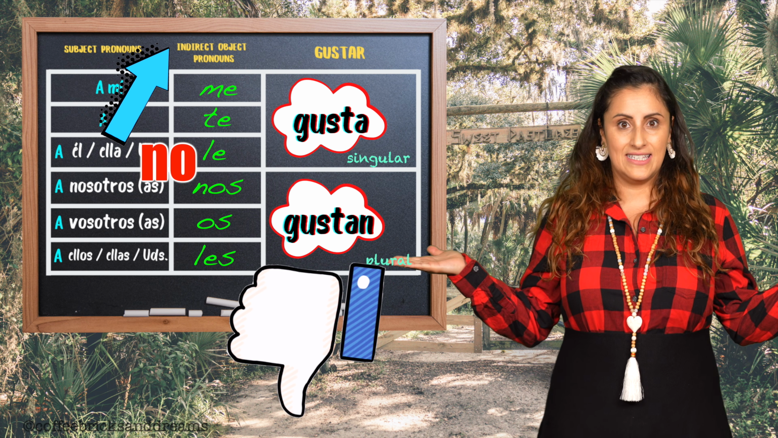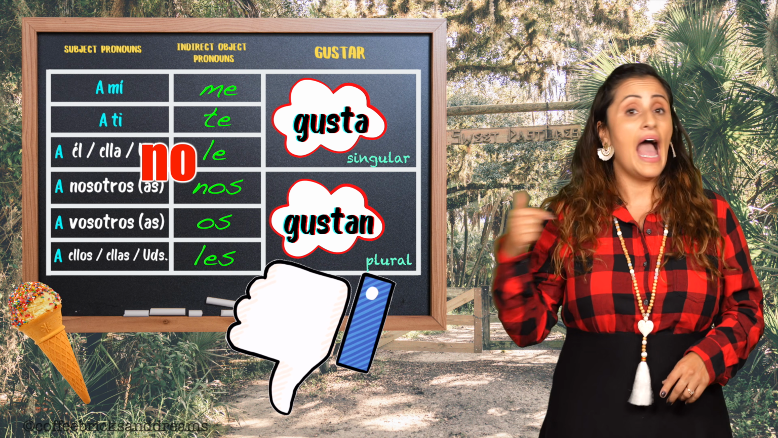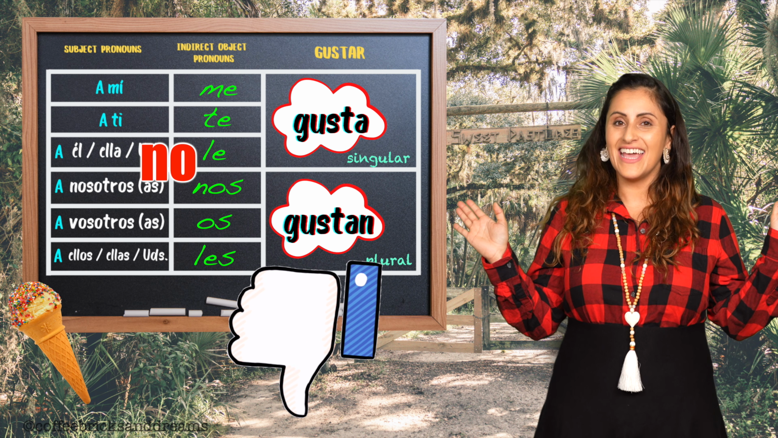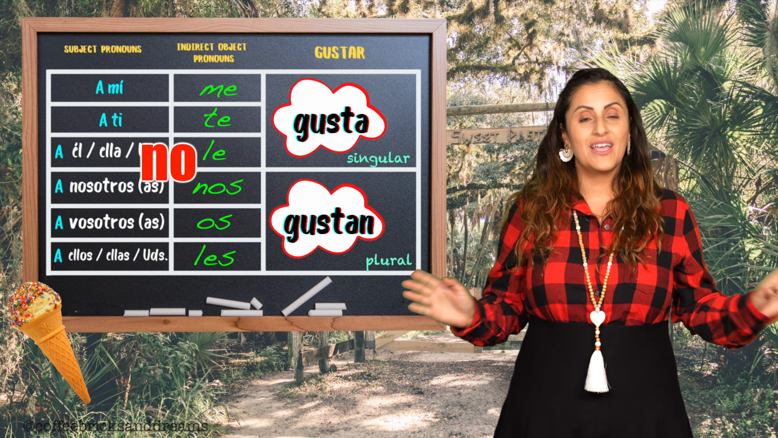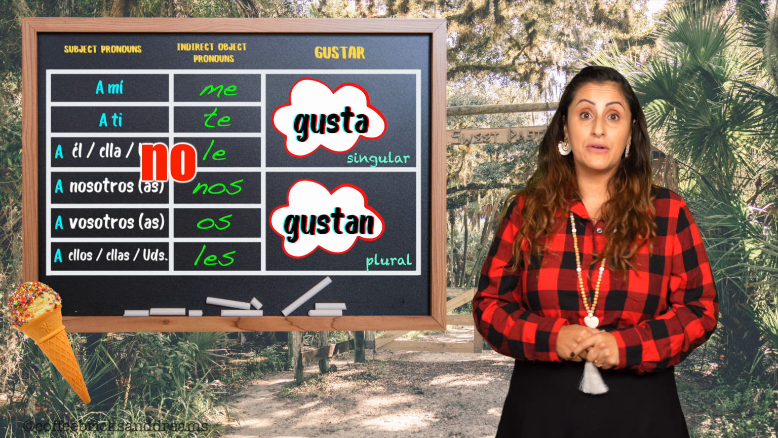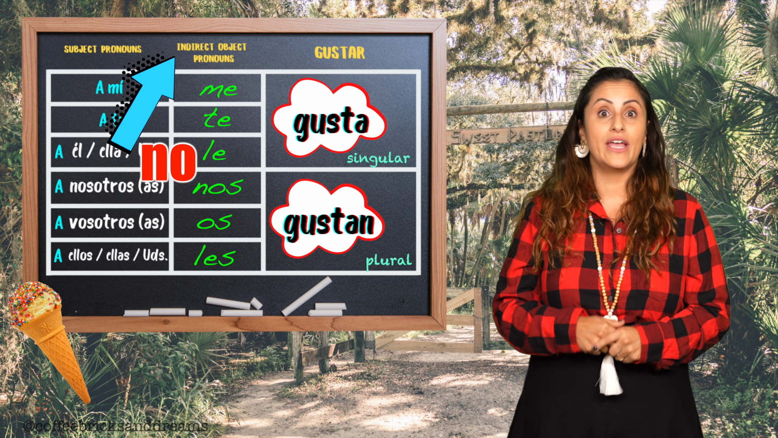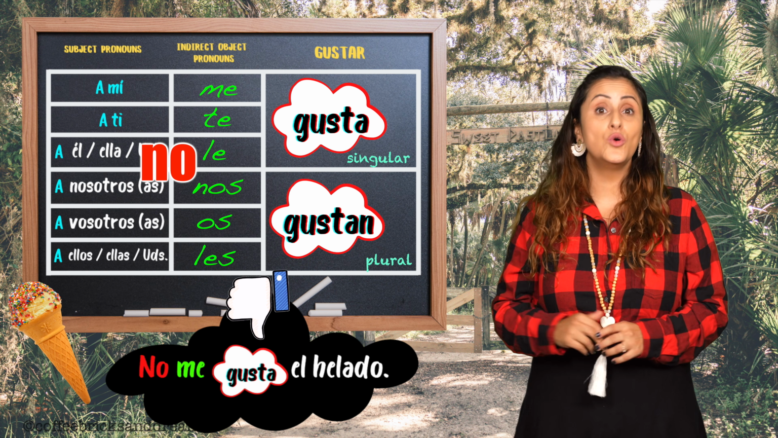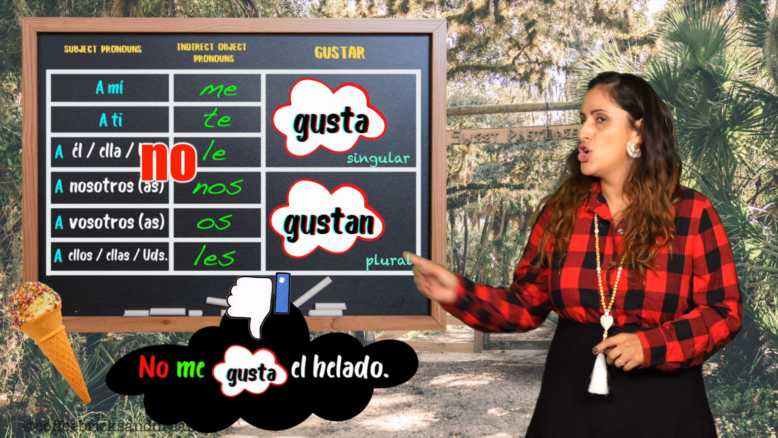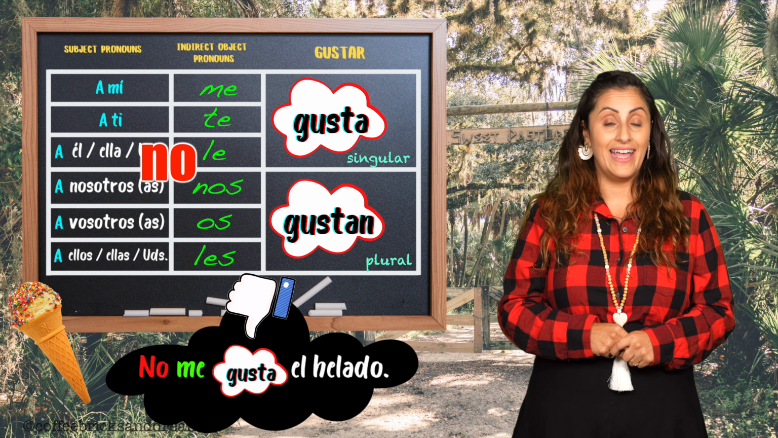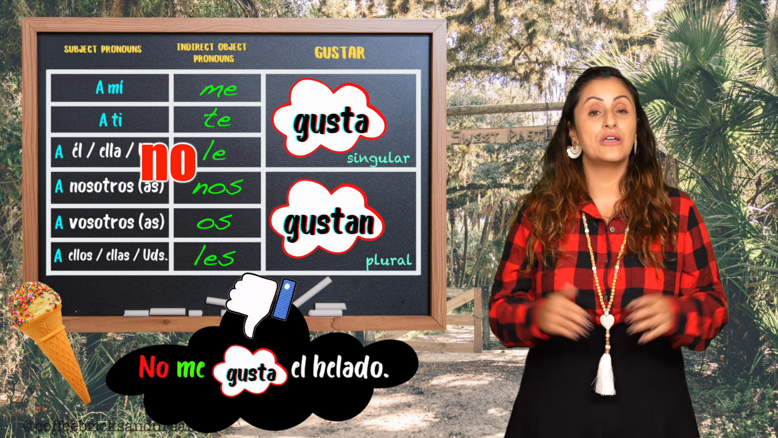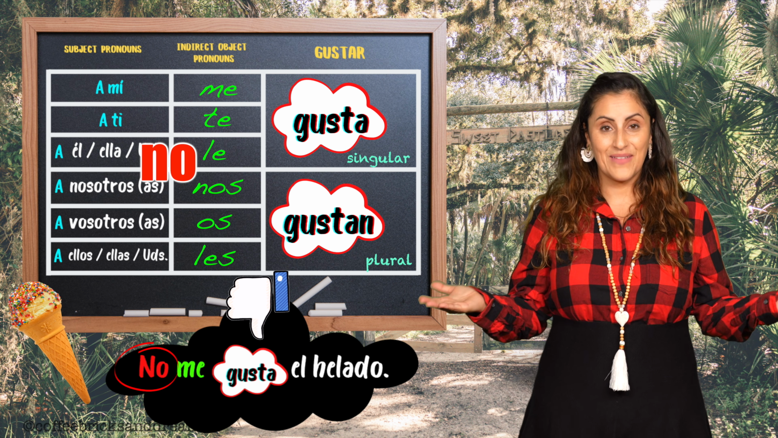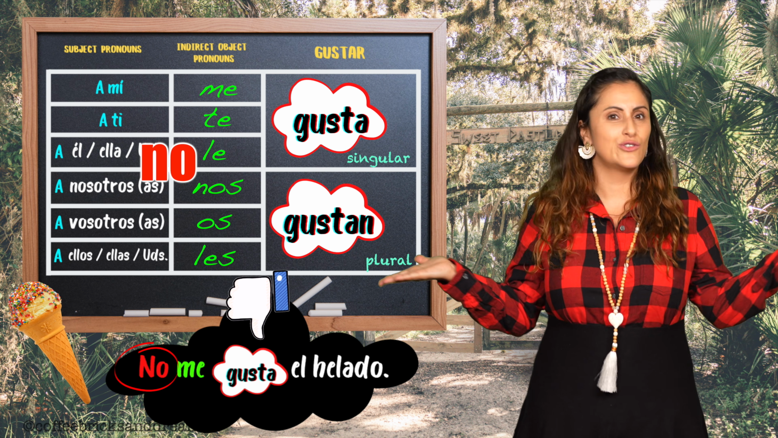So let's look at an example. Maybe you want to say, I don't like ice cream. I'm not sure why you would say it, but maybe you don't like ice cream. So all you're going to do is put that "no" in front of your indirect object pronoun. So you would say, "No me gusta el helado." See how we put that "no" in front of your indirect object pronoun "me"? That's it. "No me gusta el helado."